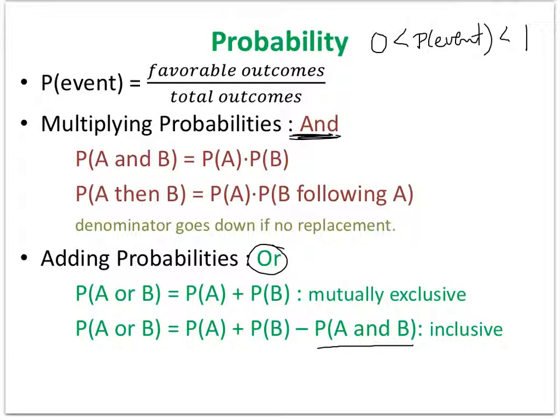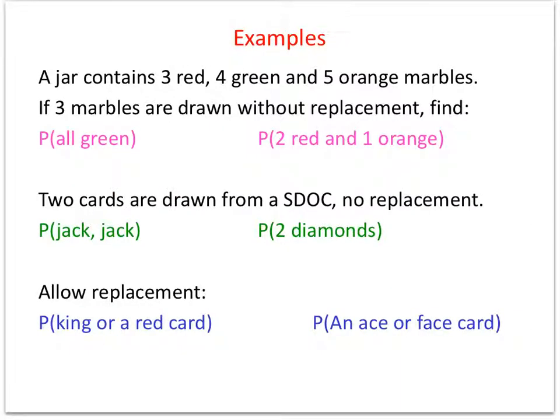Okay, so let's take a look at some of those examples. A jar contains 3 red, 4 green, 5 orange marbles. So we have a total here of 12 marbles in a jar. And we are going to draw 3 of them without replacement, and we want to know what is the probability of all of them being green. Well, I have 4 green, so of the 4 I'm going to choose 3 of them and nothing else, and that's the favorable outcome I have.